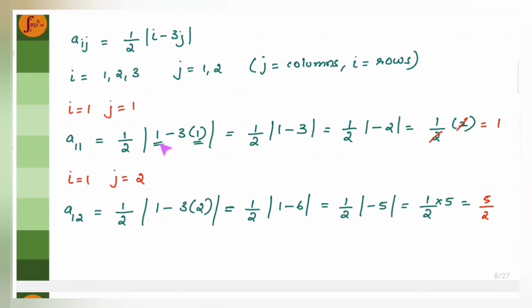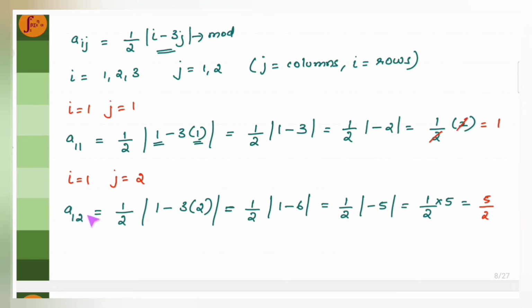So we substitute I and J in this expression and we will get 1 as the element. Note that this is mod, right? This is the mod symbol. Mod means in case you have a negative number, ignore that negative number and make it positive. So we have minus 2 here. So ignore the minus sign and make it plus 2. So we get 1 as the first element.